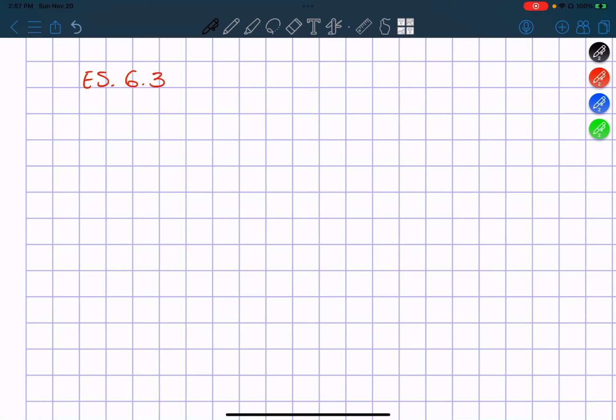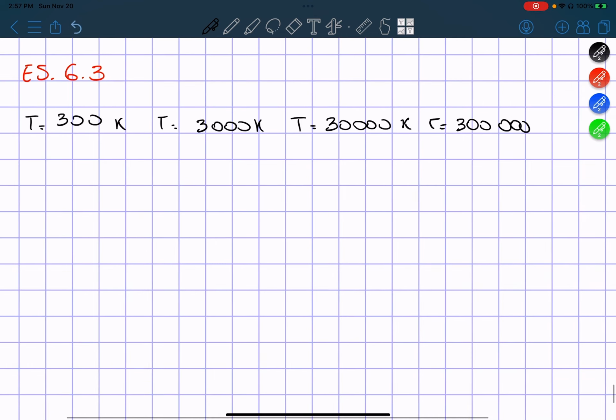Hello everybody. So here we're doing exercise 6.3 and we have three cases. A temperature of 300 Kelvin, a temperature of 3000 Kelvin, a temperature of 30,000 Kelvin, and a temperature of 300,000 Kelvin. So I start with the first one. We have to find the partition function for 300 Kelvin.